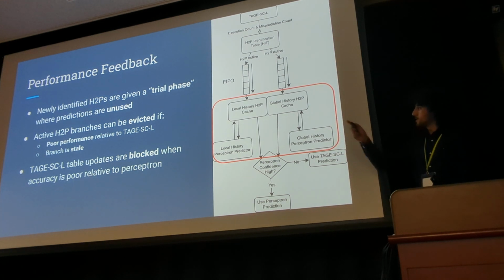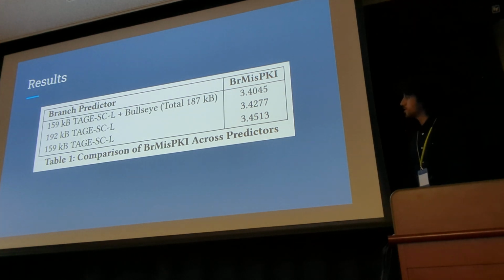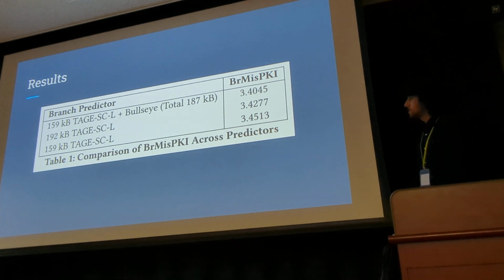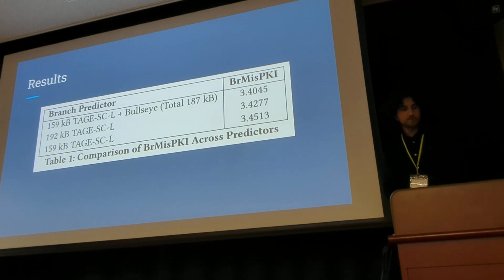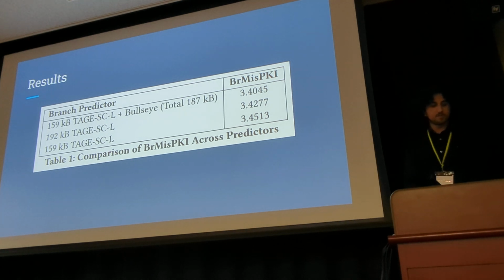To be clear, the list is not the same for the local and global history perceptrons. And so we had varied results here. At the bottom, our Bullseye is built on a 159 kilobyte version of TAGE. For that size, we were able to get an MPKI of 3.45. This is compared with a 192 kilobyte version of TAGE-SCL that had an MPKI of 3.427, and adding onto our Bullseye at a total of 187 kilobytes, we had an MPKI of about 3.4.